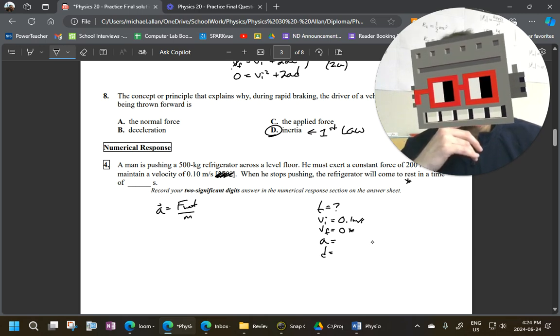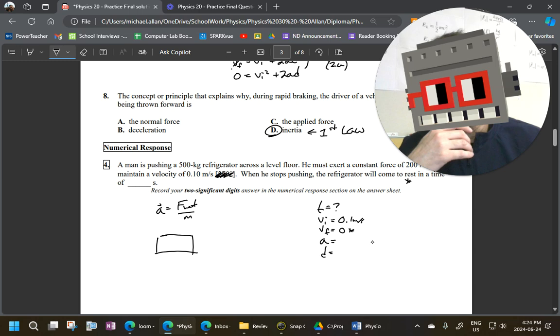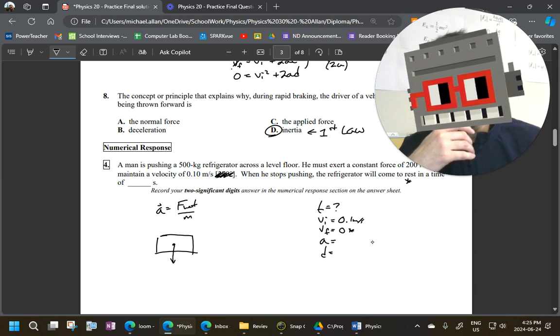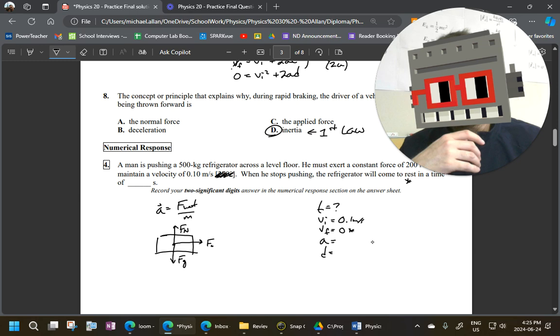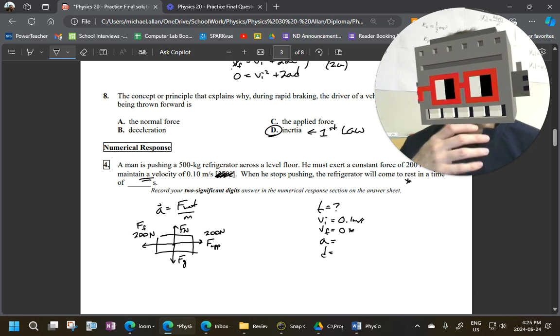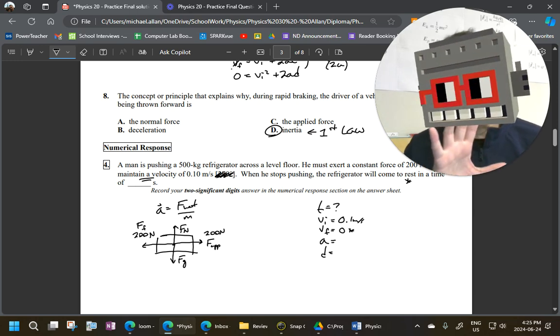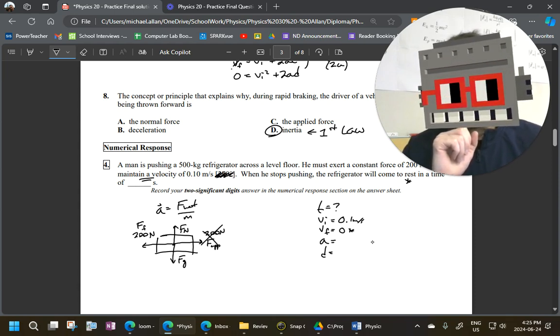F net divided by M. Right? What is F net? So if I were to draw a nice little picture of my refrigerator on a nice level floor, I got gravity pulling me down. I got my normal force pulling me up. I would have my applied force going this way at 200 newtons. And then because I'm maintaining a constant velocity, I'm going to have a force of friction back at 200 newtons. So as soon as this disappears, this stays, right?